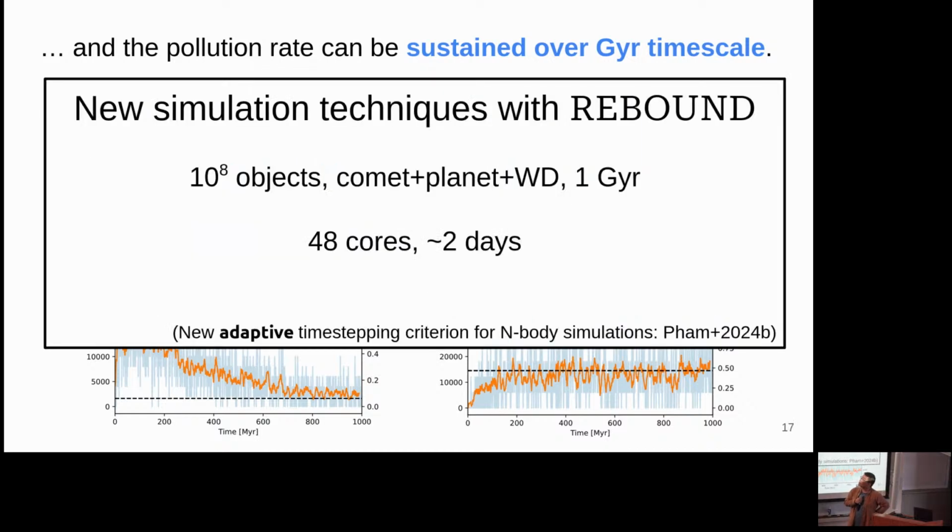And I mentioned we developed a new simulation methodology. This was able to simulate 10 to the 8 objects with 3 bodies, a comet, a planet, and a white dwarf with galactic tide. And it took only 48 cores over 2 days. To compare with previous results, people have been able to do 5,000 comets before my paper. And to do this, partly I had to break the code that my advisor wrote, which was not a good day. But there are now solutions for that, which is published in another paper.